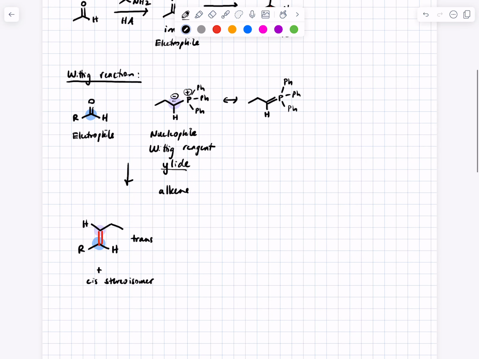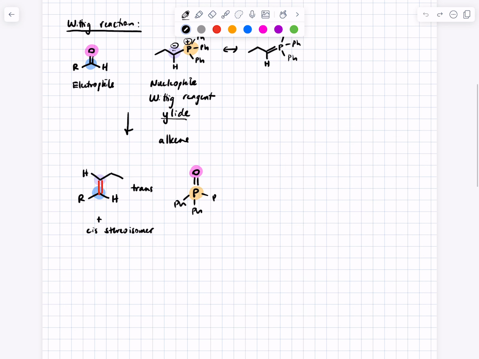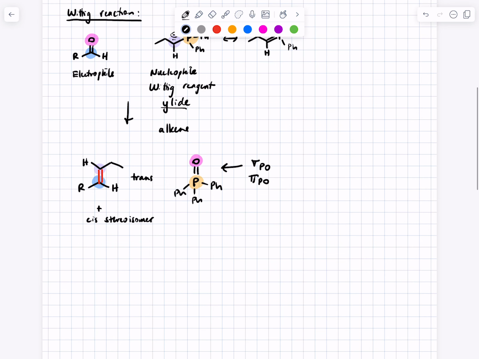The other portions of the molecule, what else happens here? Where does the oxygen go? Here's the carbonyl oxygen, and then I'll use maybe orange for the phosphorus. The other product of this reaction has the phosphorus bonded to the carbonyl oxygen. And then, of course, the phosphorus is still bonded to its 3 phenyl groups. That molecule is called triphenylphosphine oxide, and the new sigma phosphorus-oxygen and pi phosphorus-oxygen bonds are very strong, and that provides a strong driving force for the reaction to happen.